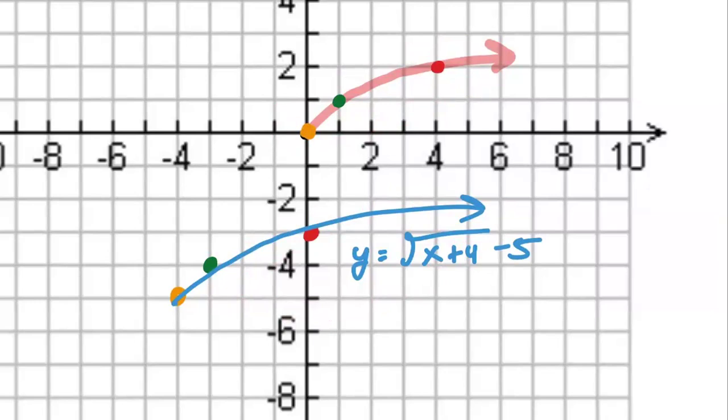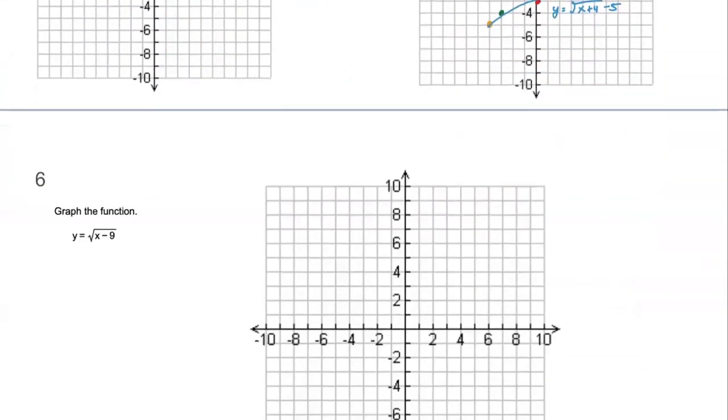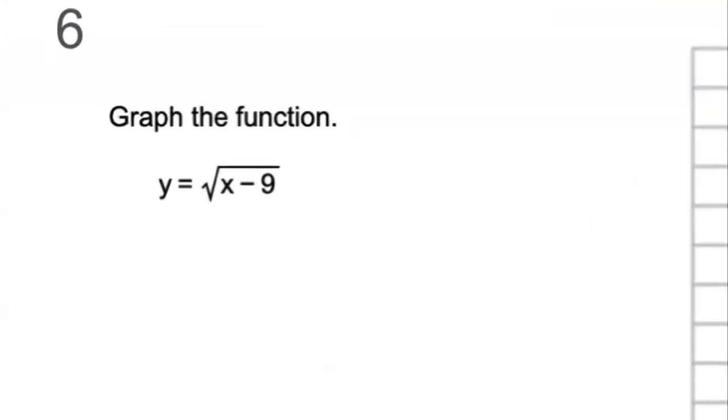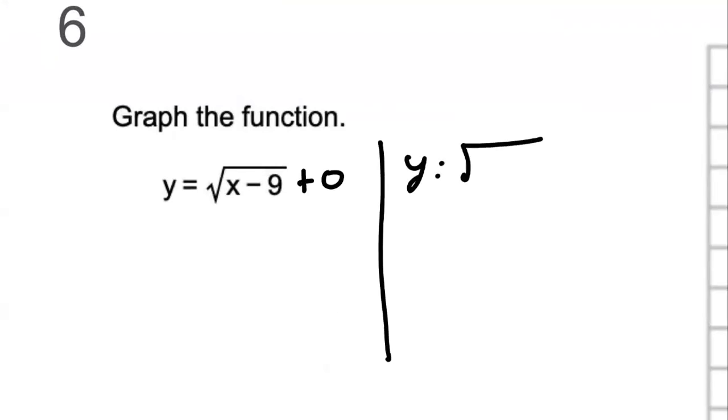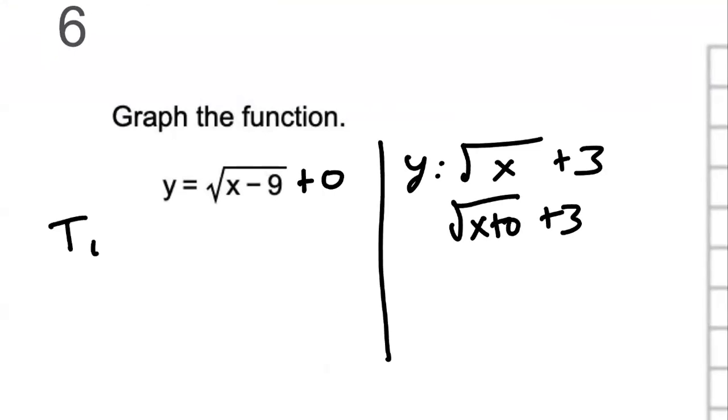All right, last practice and then done. Okay, graph the function, the square root of x minus 9. Always put the placeholder if you don't have one. Same thing, if you get something like this, y is equal to the square root of x plus 3, you can put the placeholder inside the radical as well. So always putting the placeholder sometimes makes it easier. Okay, in this case, this one doesn't ask us for the domain and range. So the only thing we really need is just the translation rule.